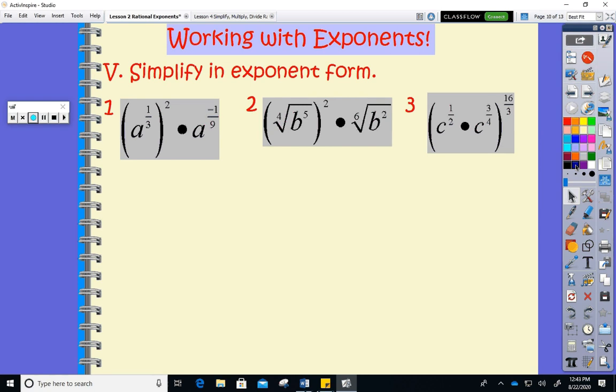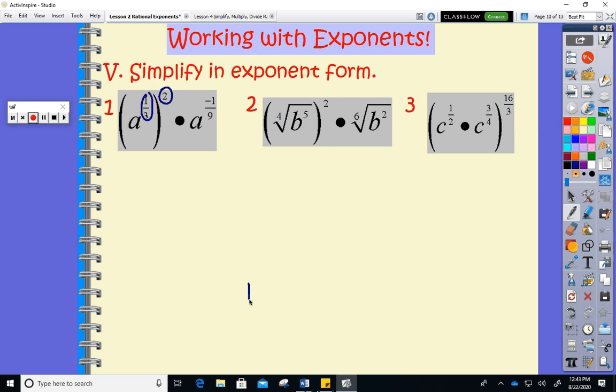So if it were me on this first one, I would say, well, I've got to do power to a power. I'm going to try to do that without moving my problem around. How about that? I've got to do power to a power. So again, 1/3 times 2 over 1 is just 2 over 3. You multiply straight across the top, straight across the bottom if nothing reduces out. So I've got a to the 2 over 3 power times a to the negative 1/9 power.